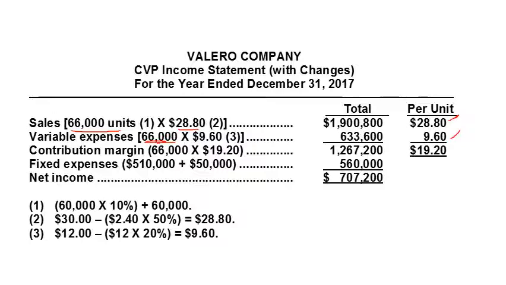So when we do a comparison and see whether this is something we want to do, on the prior version, we had net income of $570,000. So by undertaking this new raw material, our net income is going from $570,000 to $707,200. So it looks like it would be something that would be a good idea because we would be more profitable.